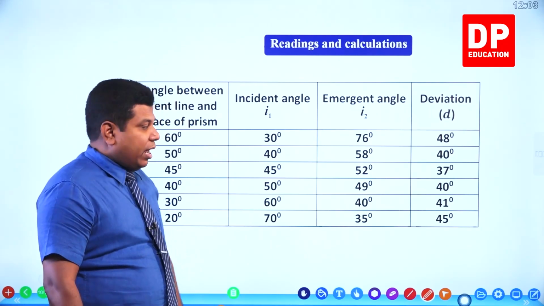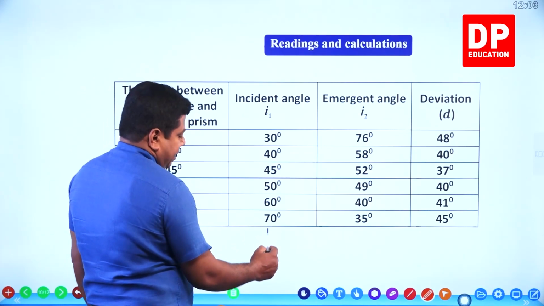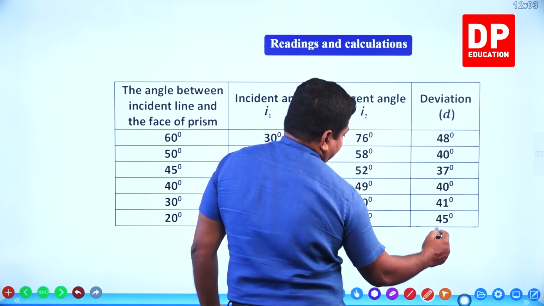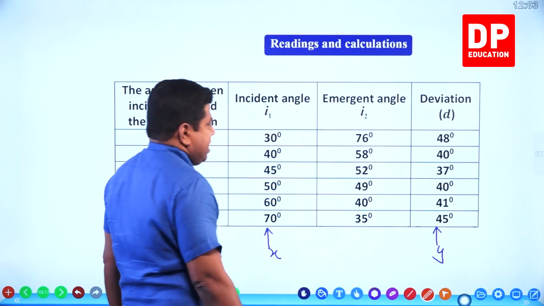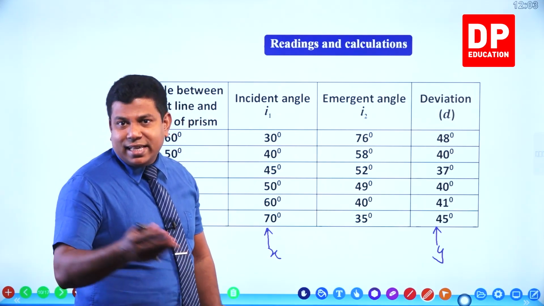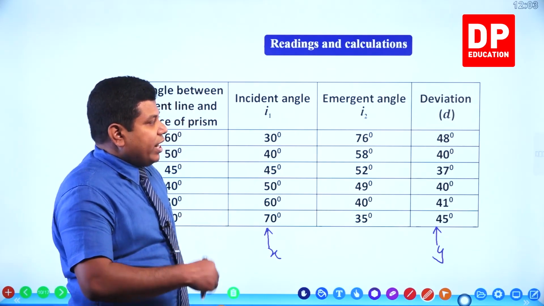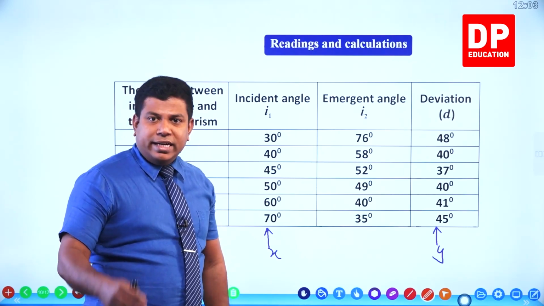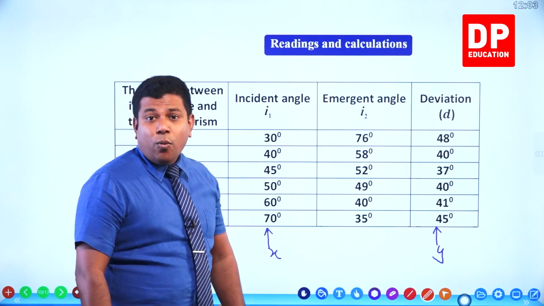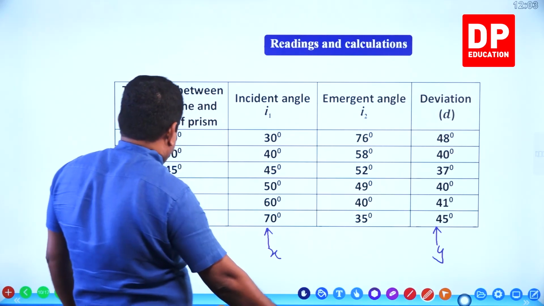Now let's put them into a graph. This is what I am going to take in the x-axis. This is what I am going to take in the y-axis. Independent variable, right? I1 is what I was changing on my own. We will take that in the x-axis. According to that, deviation changes. The dependent variable is deviation. That's why I am taking that in the y-axis.